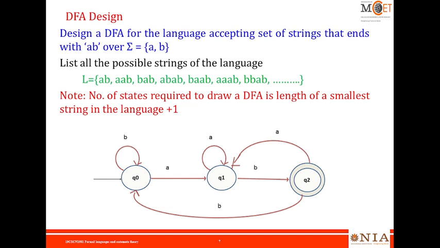Now we have to check any one string, for example BAAB. The first symbol is B, so we process it: δ(Q0, B) = Q0. Then read the next input symbol: δ(Q0, A) = Q1. Now the finite control is in state Q1. Again read the next input symbol A: δ(Q1, A) = Q1. The last symbol is B: δ(Q1, B) = Q2. It reaches the accepting state.